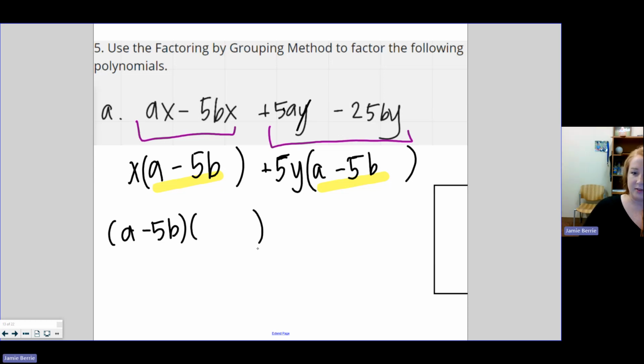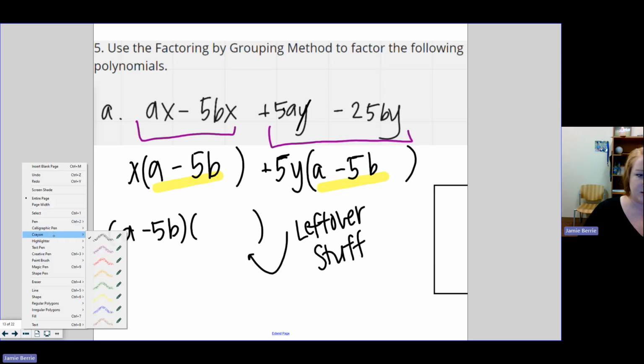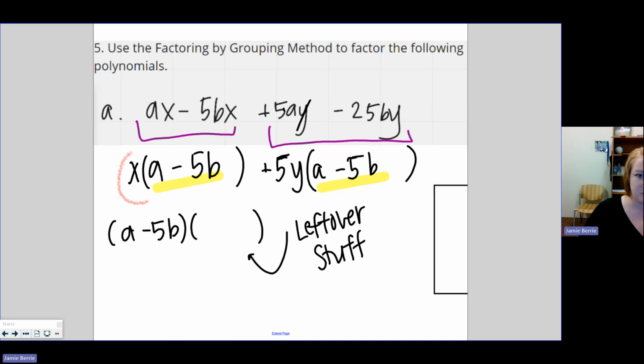Now, in the second set of parentheses, we're going to write what I like to call the leftover stuff. The leftover stuff is going to be what's here and here. That's why it's important that you put that little plus on there, because that's going to help you form that parentheses with the leftover stuff. So x plus 5y. Let me switch back over to my pen. X plus 5y. That's our second set of parentheses. And there you have it. That is our factored polynomial.